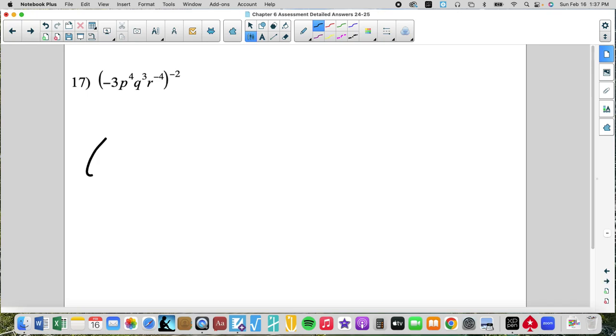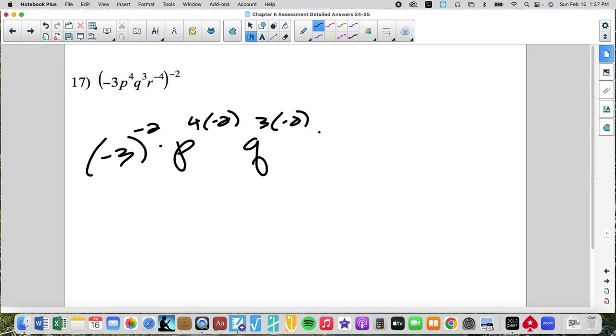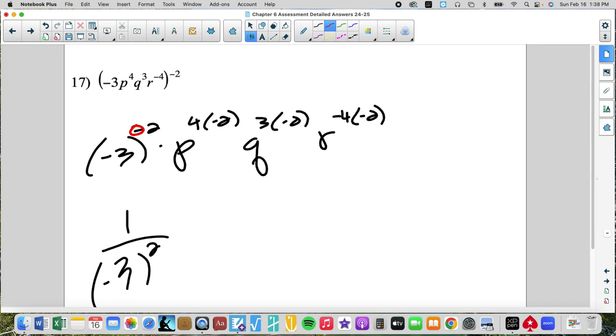Now, we have -3 to the -2. You have p to the 4 times -2, q to the 3 times -2, and r to the -4 times -2. This gives me, well, we can write this as 1 over -3 squared. Notice the parentheses are still there. I just changed it from a negative exponent to a positive exponent by putting it in the denominator.